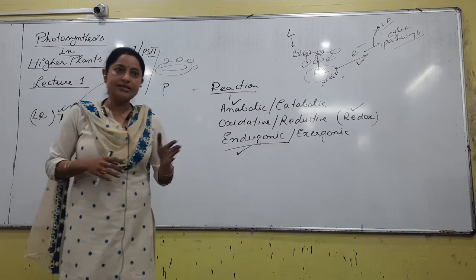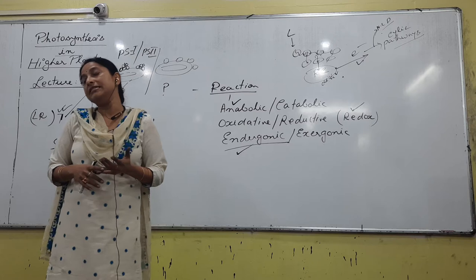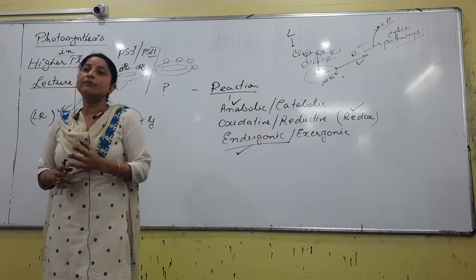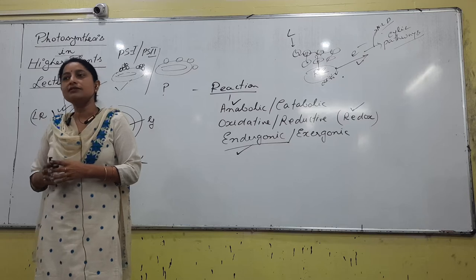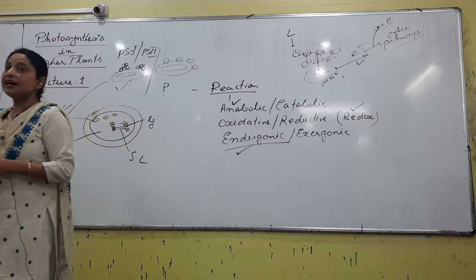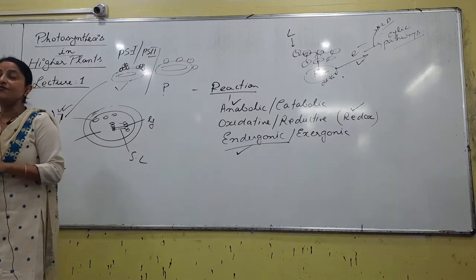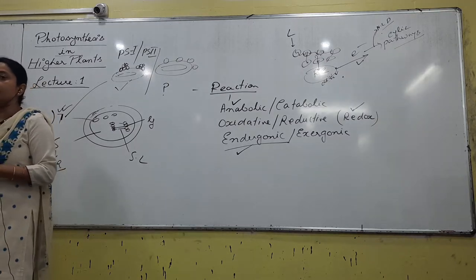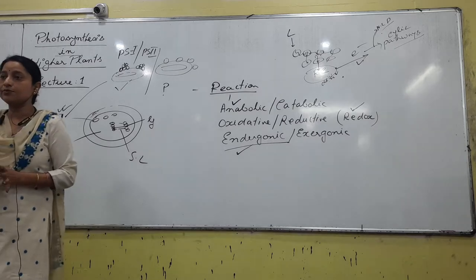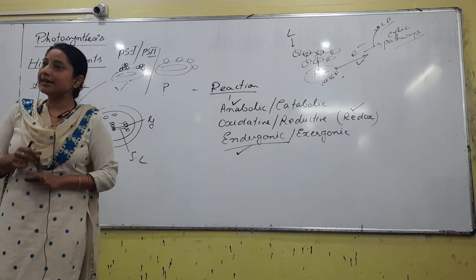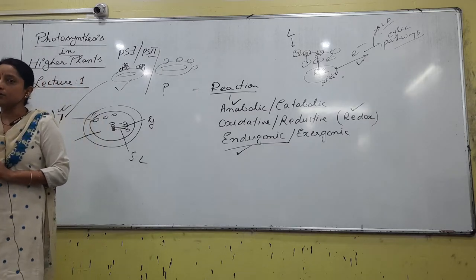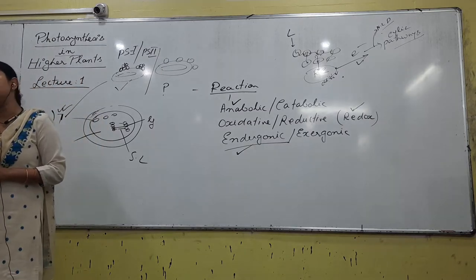We'll discuss those things and certain experiments. After this, we'll discuss requirements for photosynthesis. For photosynthesis to happen, the plant needs some requirements. They can be categorized under 5 headings. Carbon dioxide is needed, only then photosynthesis happens. Second, light. Third, water. Fourth, the chloroplast. And fifth, the photosynthetic pigments.